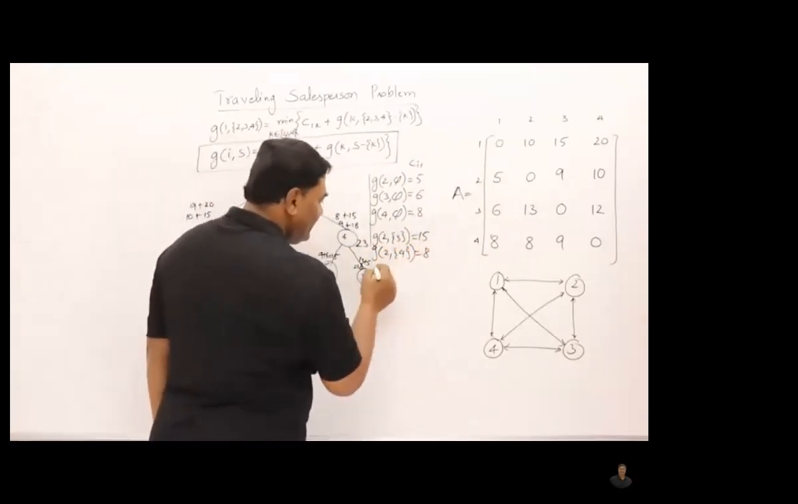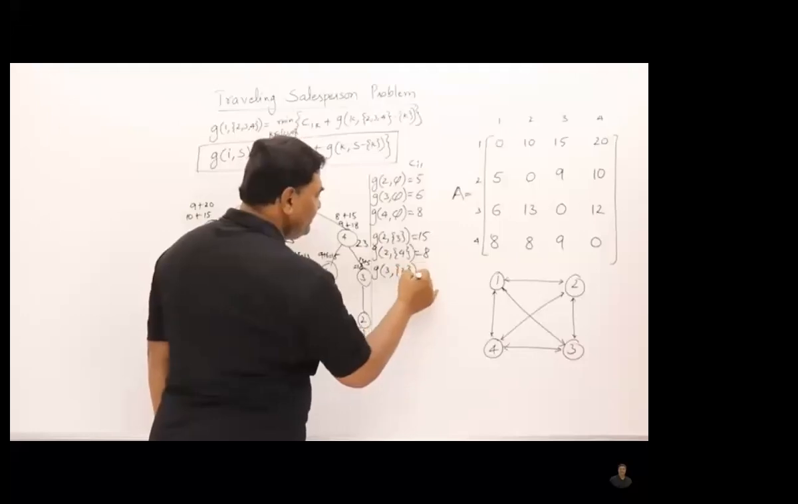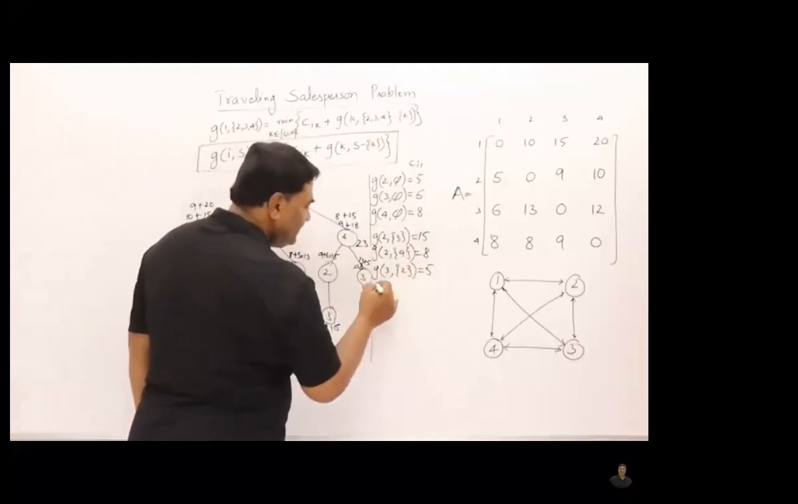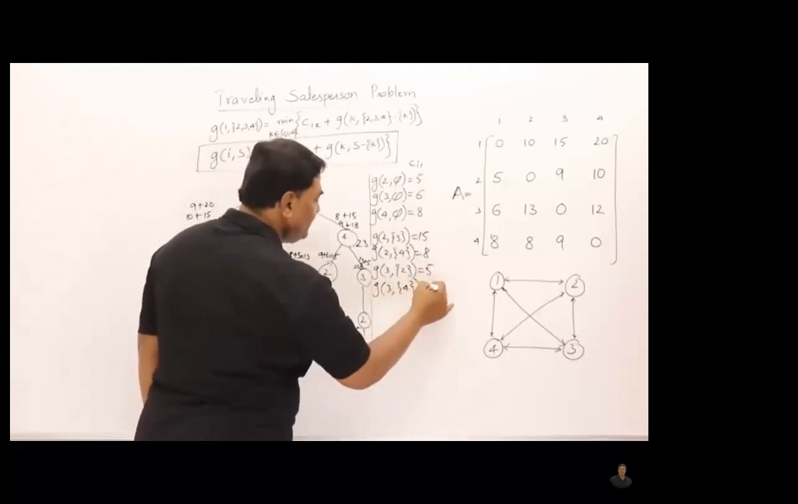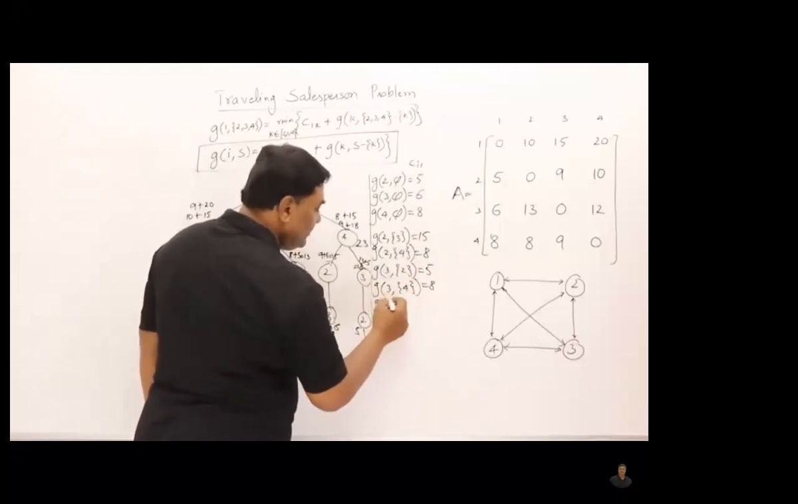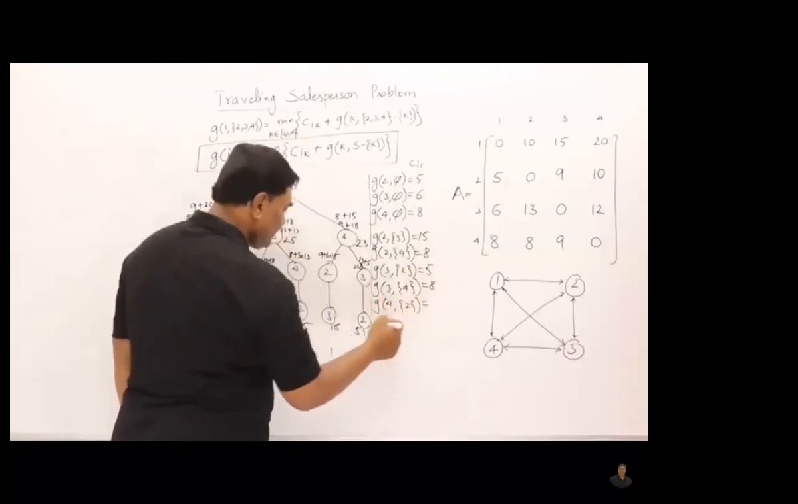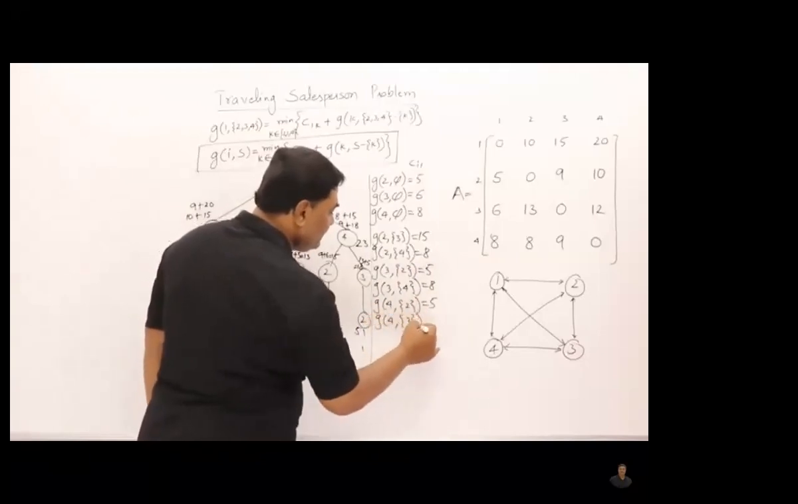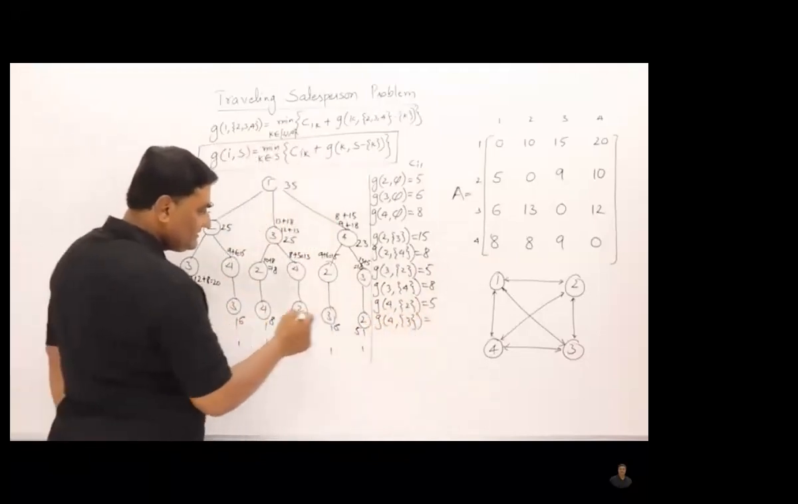That is 8. And third vertex, remaining vertex is 2. Here, 3 to 2, that is 5. Third vertex, remaining vertex is 4, 8. Fourth vertex, remaining vertex is 2: 4 to 2 is 5. Fourth vertex and the remaining vertex is 3, that is 6.